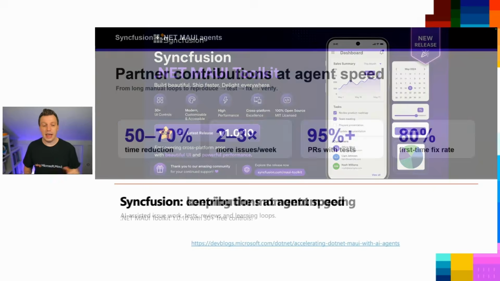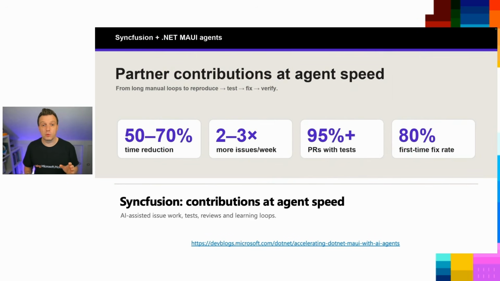So that's really great. And also they have been speeding up as well, right? There is a blog post from recently where they are sharing their numbers with how Copilot and AI has increased their velocity. So you can see, hey, 50 to 70% time reduction on the things that they are spending on trying to reproduce, trying to fix, trying to do all these things, so that they can get through 2 to 3 times more issues every week, more PRs, and more first-time fix rate, right? So it's been amazing across the board. Basically, that is our message.